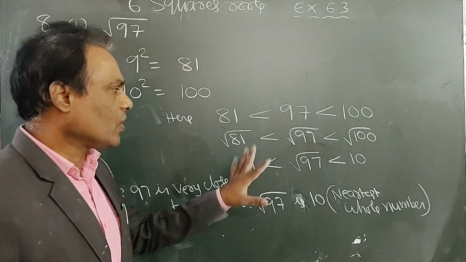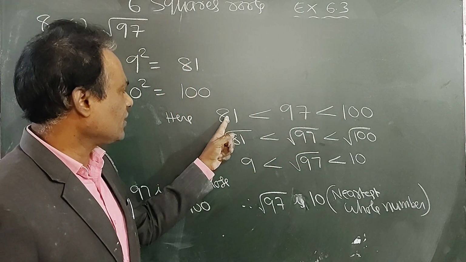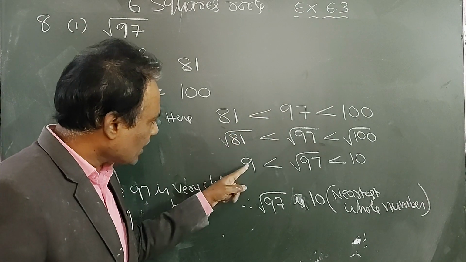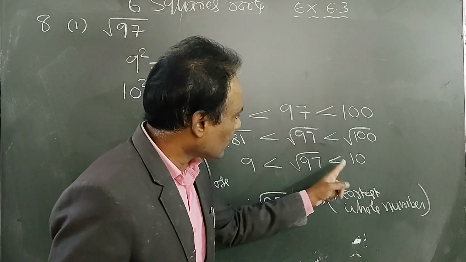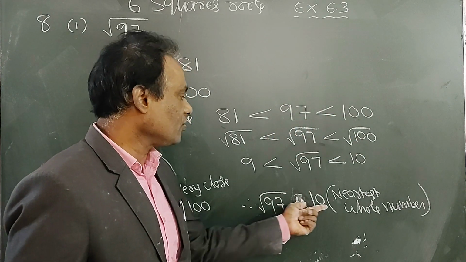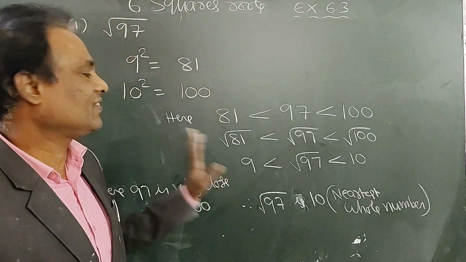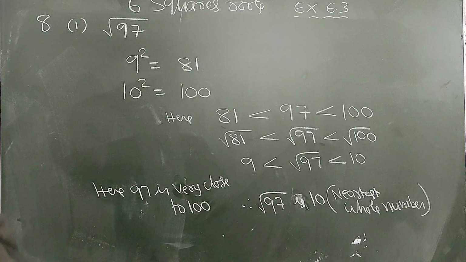So nearest to whole number. How did we decide? Only 2 cases, students. 97 is between 100 and 81. If it is nearest to 81, the answer will be 9. If it is nearest to 100, the answer will be 10. But 97 is nearest to 100. So the answer for root 97 will be 10 approximately, nearest to whole number. This is the process. So you try the next 2 bits, same model you try.